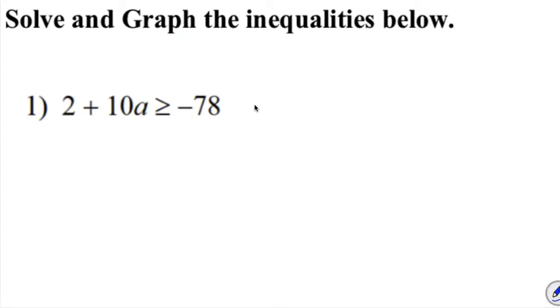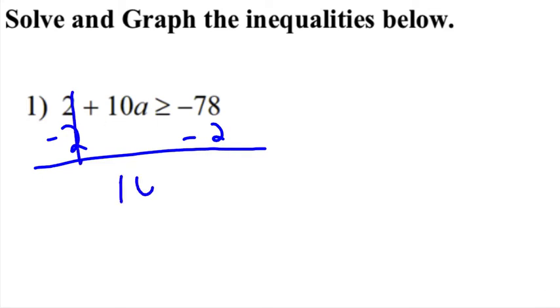So when we're solving our inequalities, just like equations, we want to move the number that does not have a variable. So I'm going to move that 2. It's a positive 2, so I will subtract 2 from both sides. 2 minus 2 is 0. Left-hand side is 10a is greater than or equal to negative 78 minus 2, which is a negative 80.